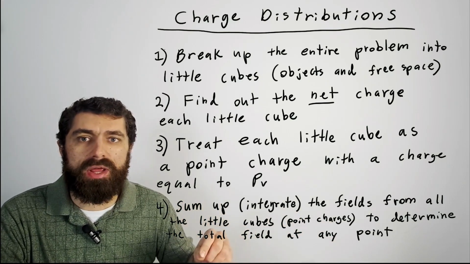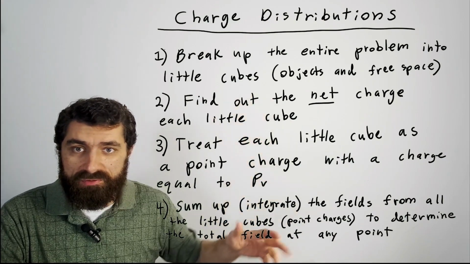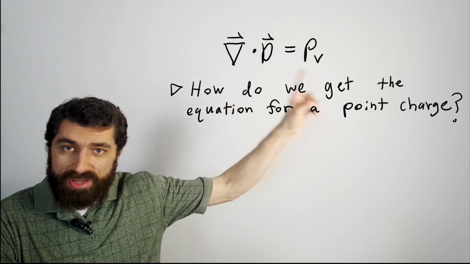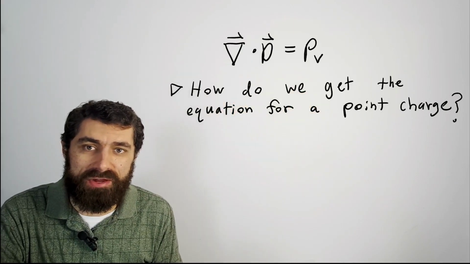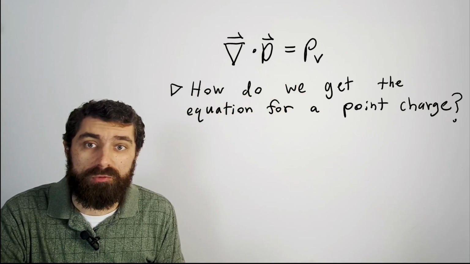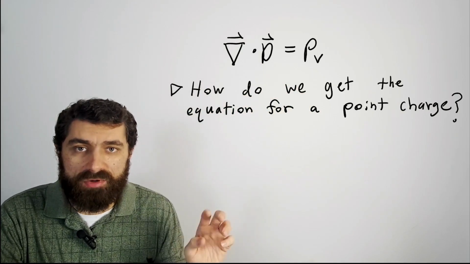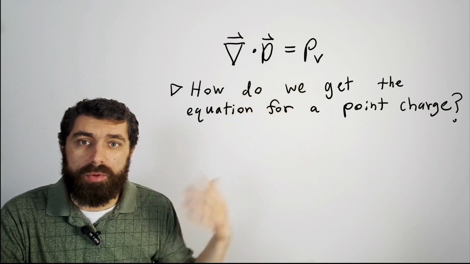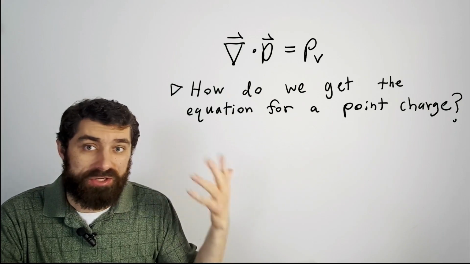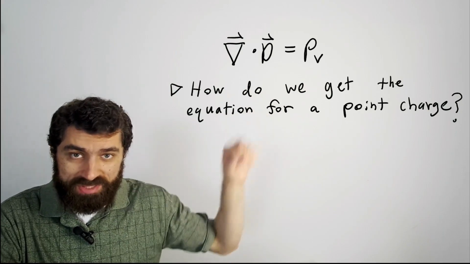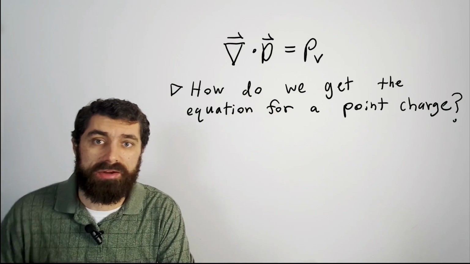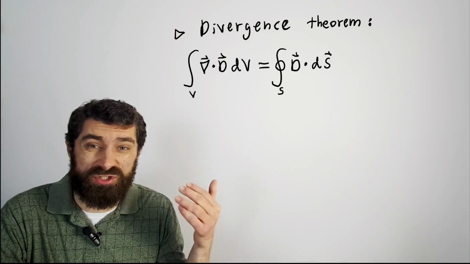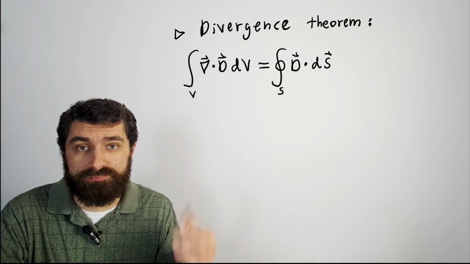But I want to show how all of this information is embedded into Gauss's law, this simple, elegant equation, del dot D, or the divergence of D, is equal to rho V. So I showed in my previous video, I kind of explained intuitively why this is true, but we didn't go into how you get the equation for the fields from a point charge from this. And so I want to show that to you in this video.